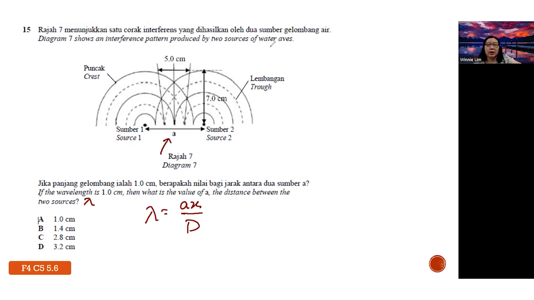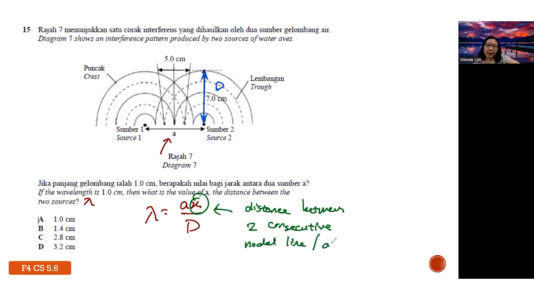And what is actually d? d is the distance from the source to the screen, whereby they already show you d. And what does this x refer to? This x refers to the distance between two consecutive nodal lines or anti-nodal lines, or sometimes anti-node and anti-node also can.